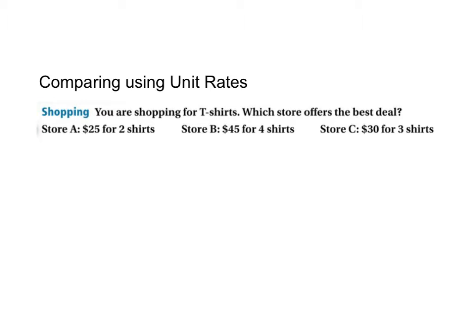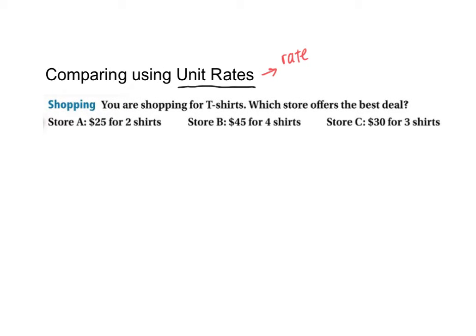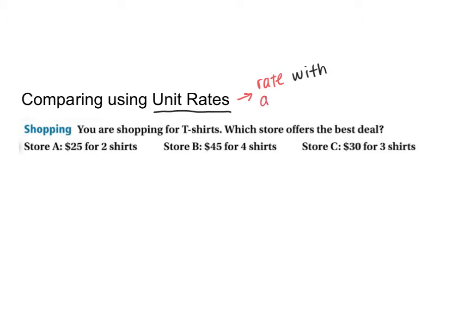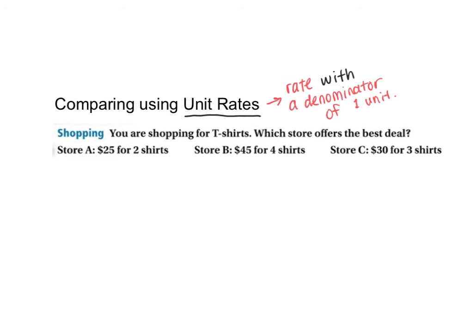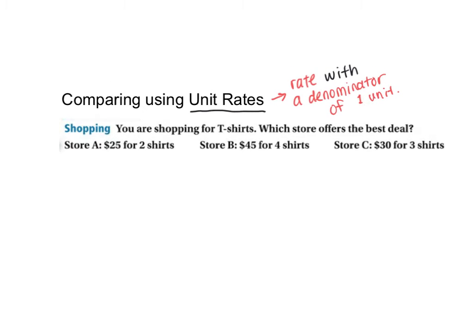So in order to compare these 3 stores, what we need to come up with is what's called a unit rate. And a unit rate is just basically a rate with a denominator of 1 unit. Okay, so in this case, we want to find the price per shirt.